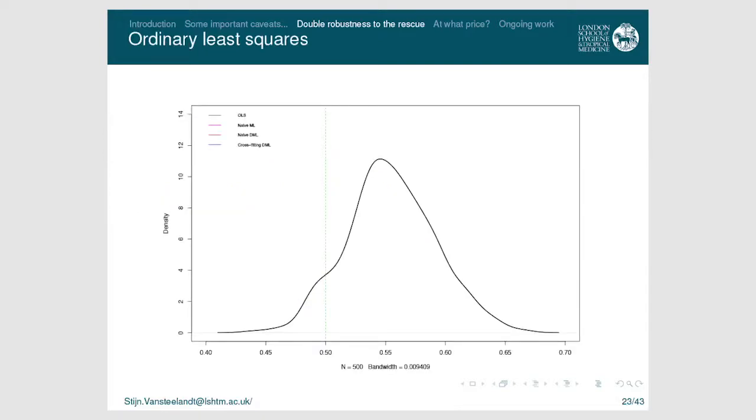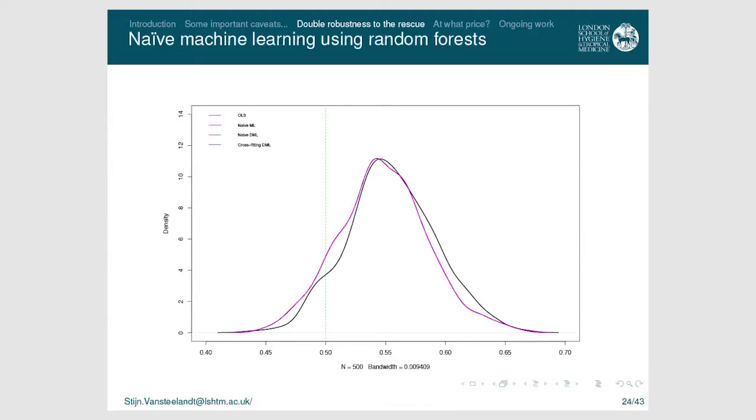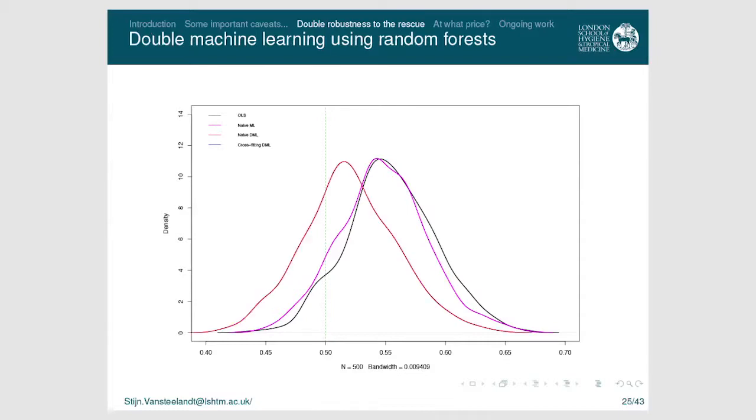So if I do ordinary least squares, then over 1,000 simulations, this is where the estimates end up, and the truth is 0.5, so we're not doing very well. But if I'm using machine learning in a more naive way, using random forests here, then we're not really doing any better. If I use the double machine learning, then we remove that plug-in bias to some extent. I'm not saying that we take away all the bias, but you can see that the results shift in the right direction.